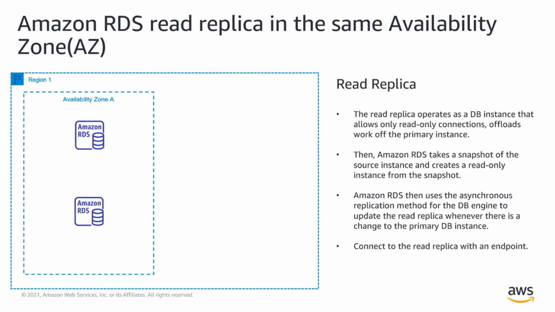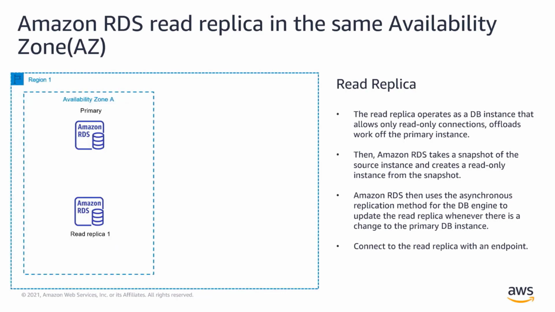So this is an example of how you can create a read replica in the same availability zone as your primary database. What we have here is AWS Region 1 and Availability Zone A. And we have created the primary RDS instance and the read replica in the same availability zone.